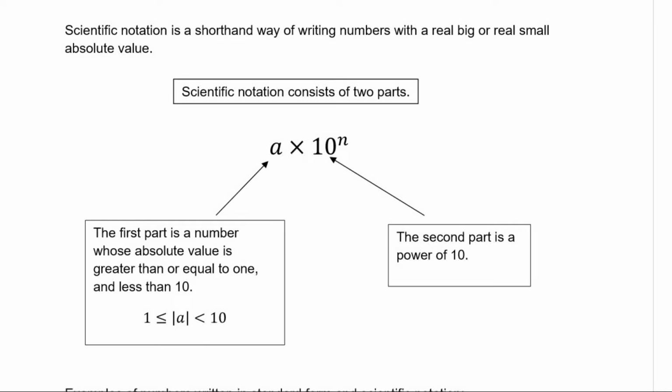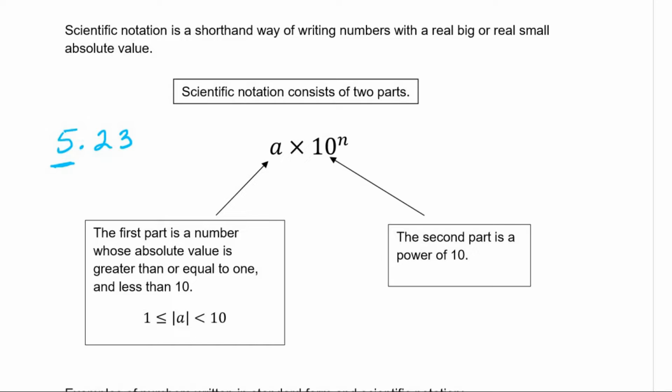Scientific notation is a shorthand way of writing numbers with a really big or really small absolute value. Scientific notation consists of two parts. The first part is a number whose absolute value is greater than or equal to 1 and less than 10. For example, we could have the number 5.23. Notice there is only one digit to the left of the decimal.